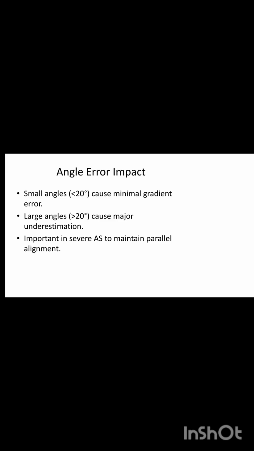Okay, regarding angle error, a small angle of less than 20° causes minimal gradient error. If we keep the Doppler within 20° of the axis, there will be less error in the gradients. If the angle is large, it causes major underestimation. It is important in severe AS to maintain parallel alignment.